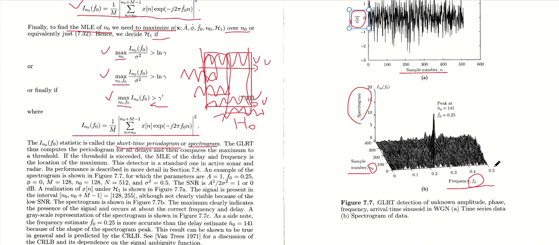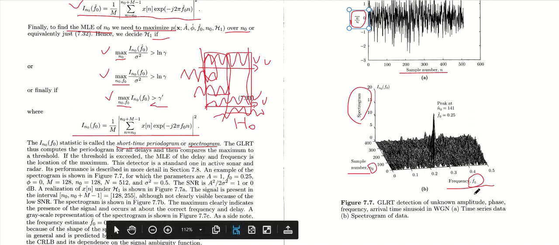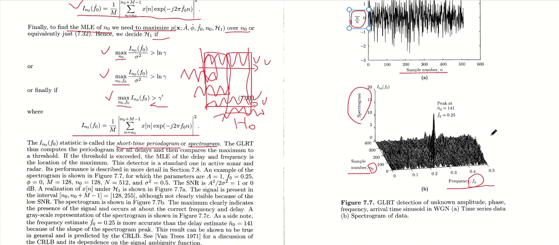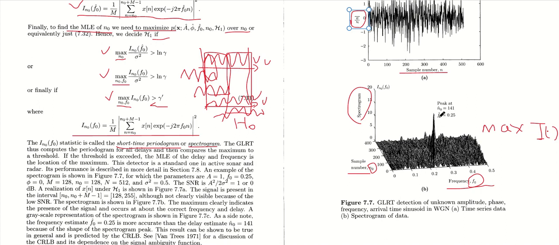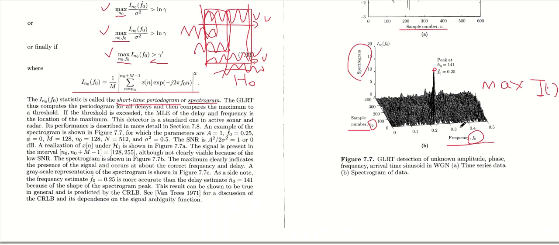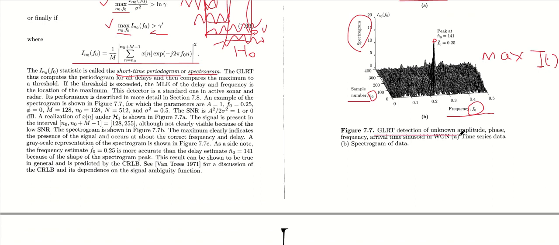If I say it more accurately, those are the two things to be searched for the max I. To max I, and then I is the spectrogram. Okay, so you do the spectrogram. In fact, it's just a calculation of this, and then you see F0, N0, there is a peak. So you take the peak and then compare with the threshold. Okay. So this is a GLRT for unknown amplitude, phase, frequency, arrival time.